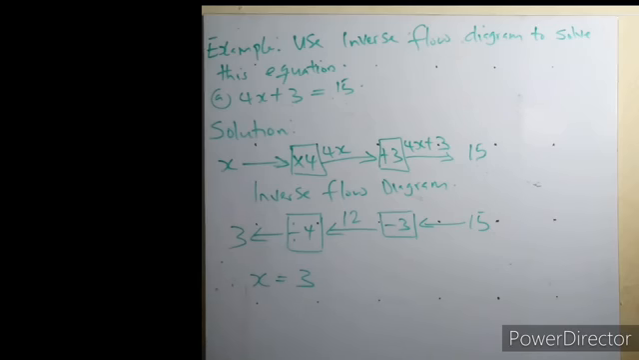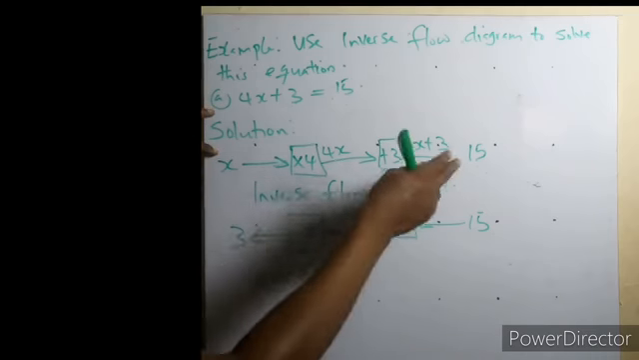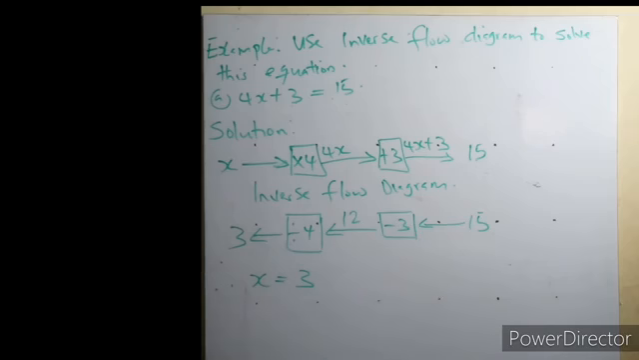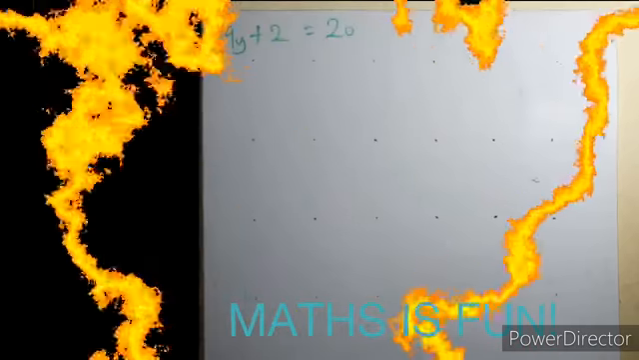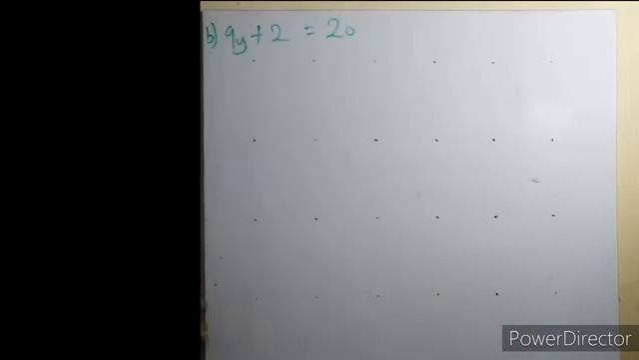So the value of our s in this equation now is what? Is 3. So that is how to follow an inverse flow diagram. You start from your right hand side, and you come back to your left hand side. So let's take one more example. Let's have example 2.